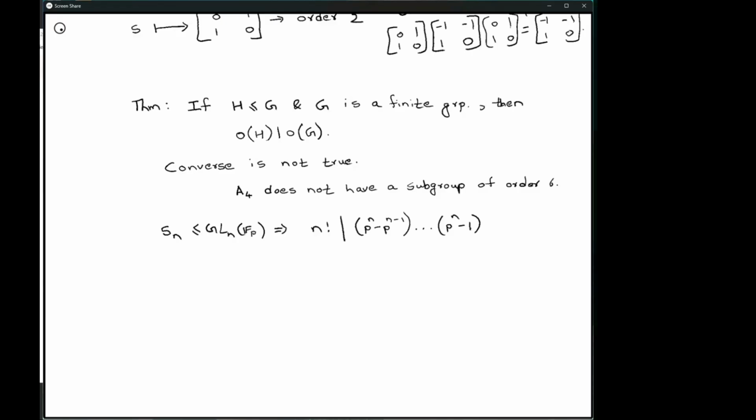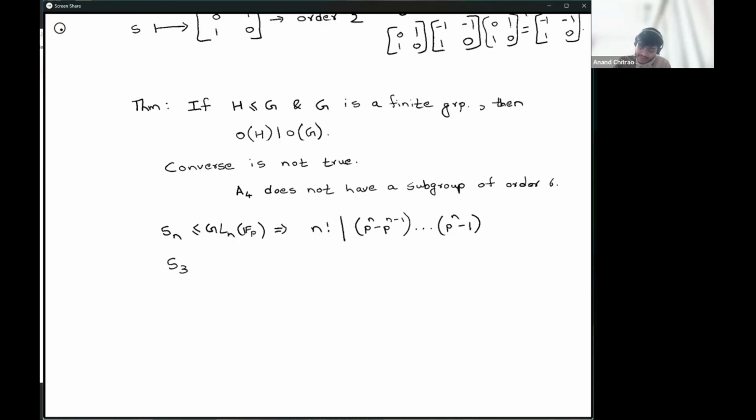Then S3 is a subgroup of GL2(Fp). That implies 6 divides p^2 minus 1 times p^2 minus p. So you have some nice divisibility relations popping out of Lagrange's theorem.